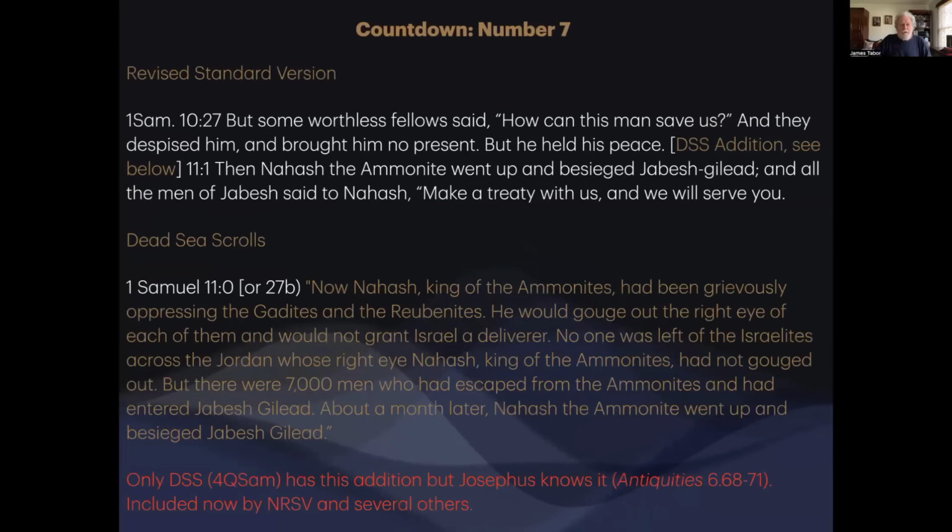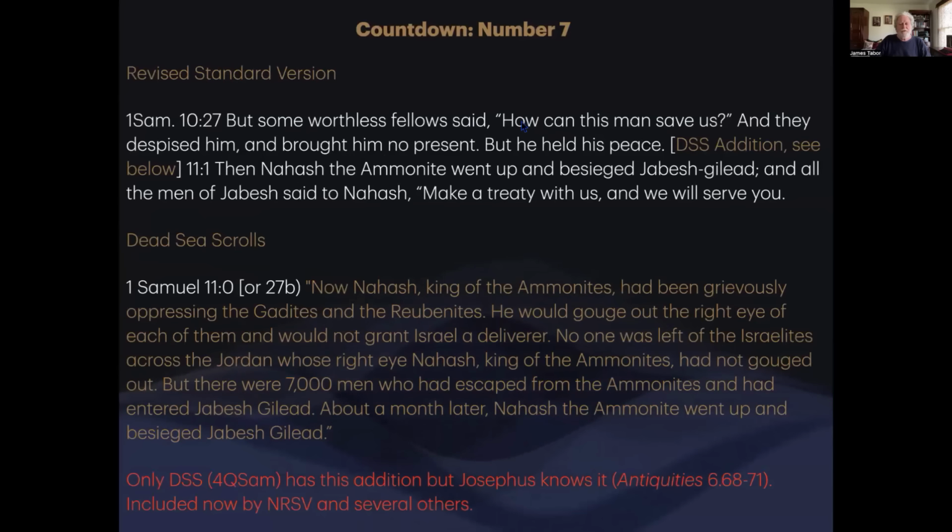Let's go on down. Number 7, this is probably the major change that we find in the Dead Sea Scrolls in terms of a big chunk of material. It's pretty significant. I don't know that it makes a world of difference, but to have 3 or 4 lines of extra material in a text is really important. So you'll have to break into the story yourself and catch the context, but it's about a battle and a conflict between Nahash the Ammonite, and he's besieging a town, Jabesh Gilead, that's in northern Israel.